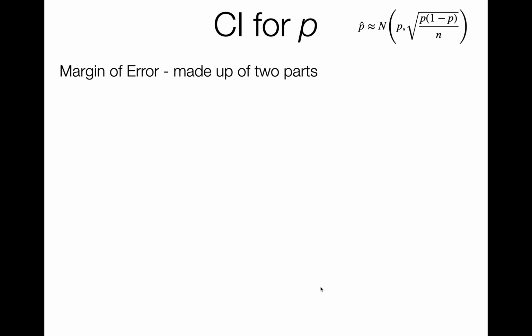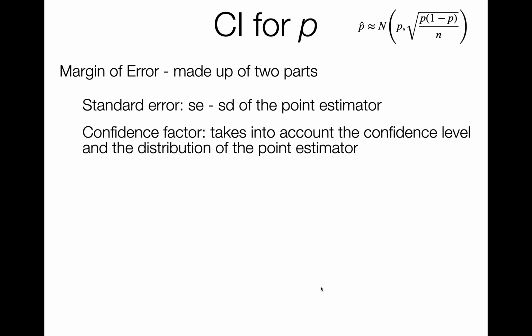Now, the point estimate is pretty simple. It's going to be the value of P hat. But the real challenge is calculating the margin of error. The margin of error is made up of two parts. The first is the standard error, which is very close to standard deviation. Generally in this class, we'll know it as the standard deviation of that point estimator. That's why we needed the sampling distribution. The second part is some sort of confidence factor.